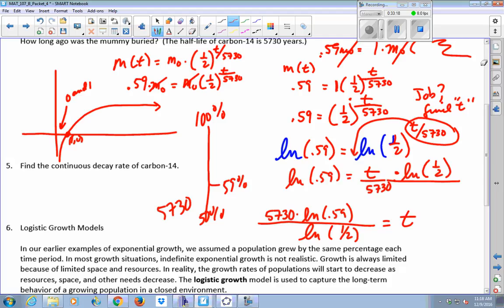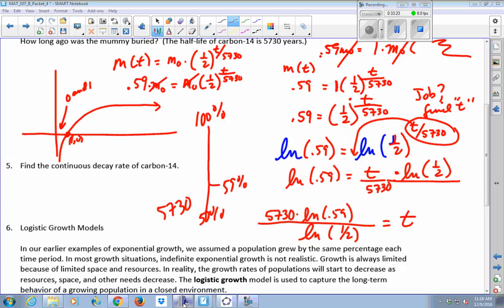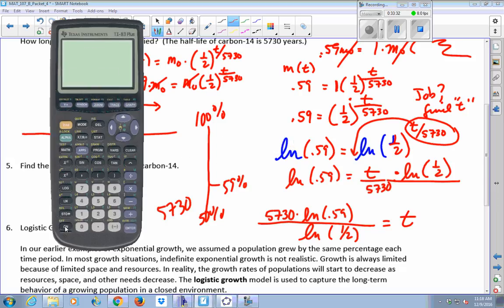Okay, so let's see what our calculator gives us when we do this. We take out our calculator, and again, be careful with your parentheses. Since my calculator knows order of operations, I can do this numerator without having to use any extra parentheses, times the natural log of 0.59. Oh, okay, let me just clear this.